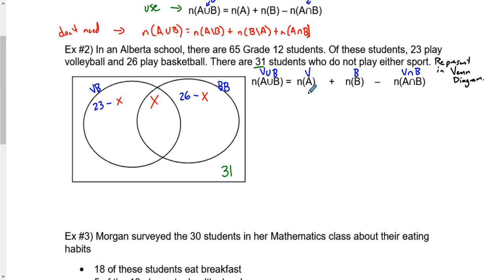So let's use this equation to help us. There's a number in A union with B. Well, we have to talk about how many are totally in these circles. That's actually really easy to do. There's 65 total in this entire set, this universal set. But by subtracting 31 who don't play either sport, this is saying that there will be only 34 student athletes.